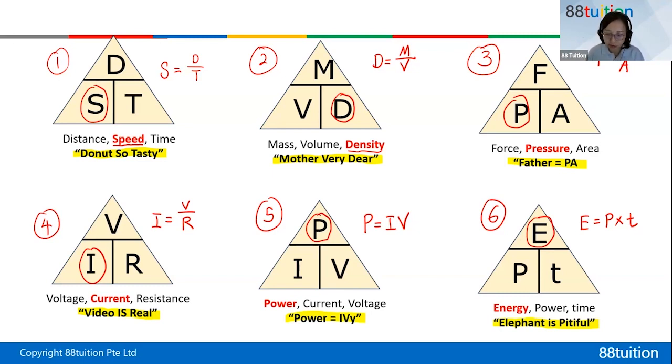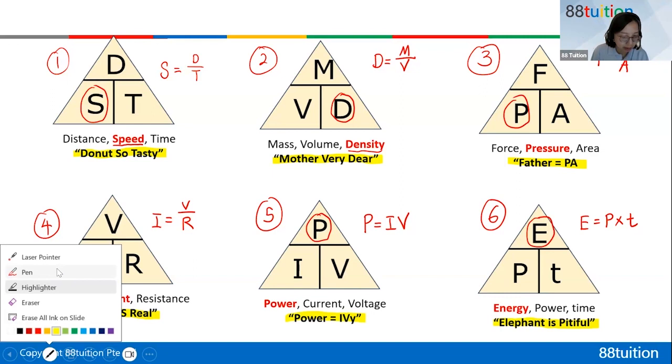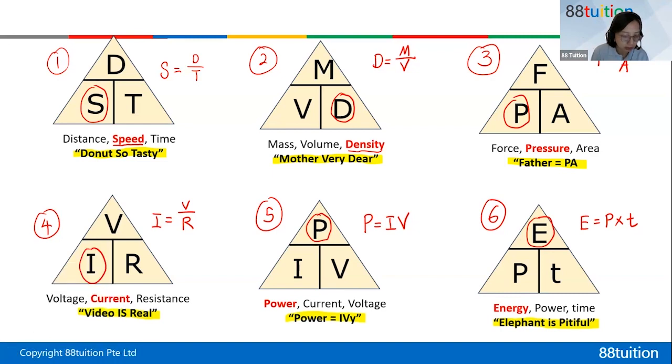Right, so it's very sad. So elephant is pitiful. So PT is P and T. All right, so hopefully all this memory aid will help everyone as you navigate set 1 all the way to set 4. These are all the physics formulas. All right, any questions so far on how to use this?